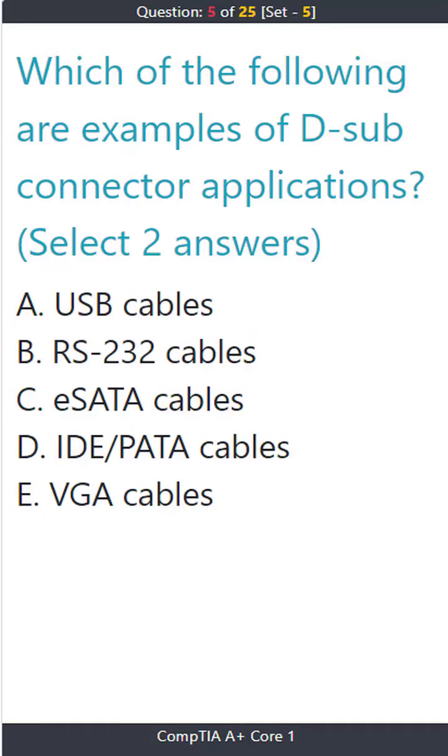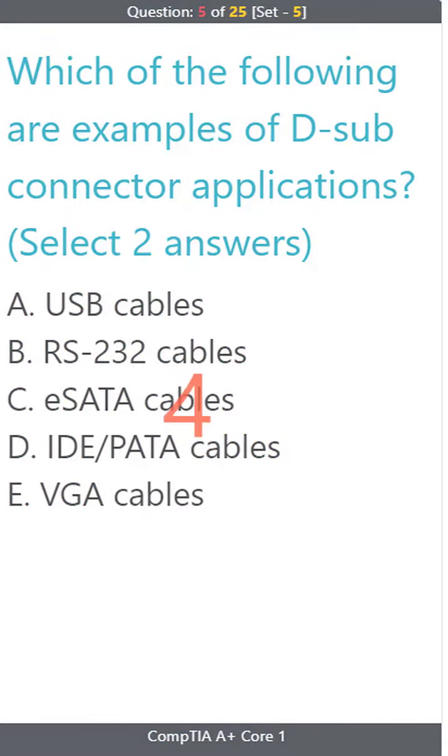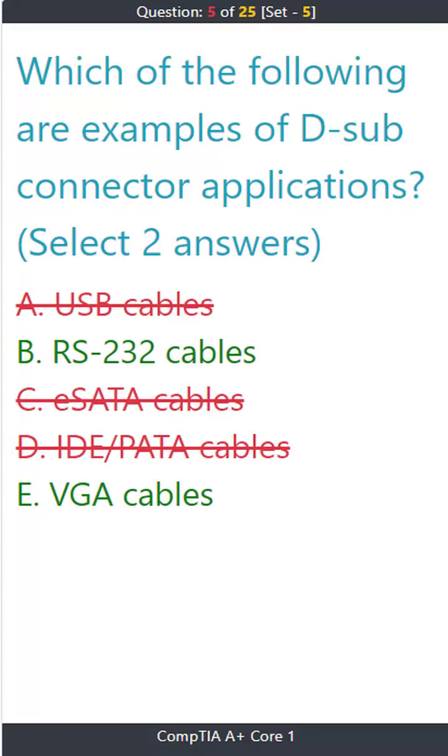Question 5. Which of the following are examples of D-subconnector applications? Select 2 answers. A. USB cables. B. RS-232 cables. C. eSATA cables. D. IDE/PATA cables. E. VGA cables. The correct answers are B. RS-232 cables. E. VGA cables.